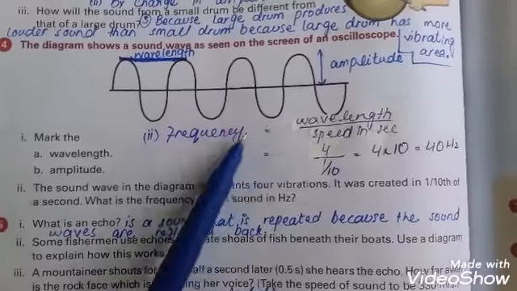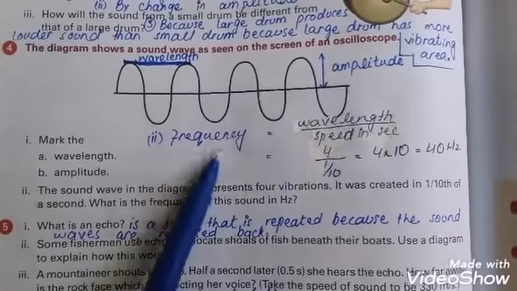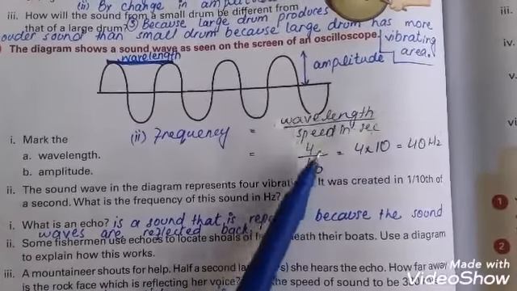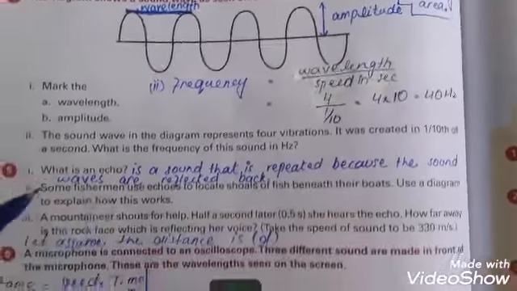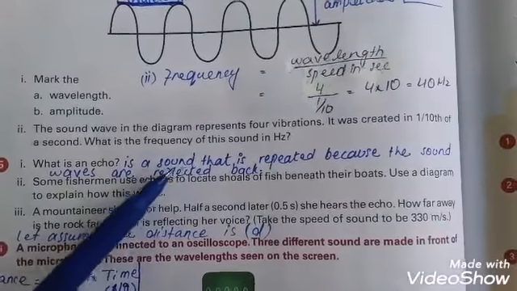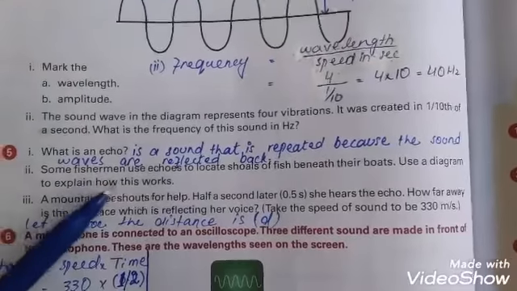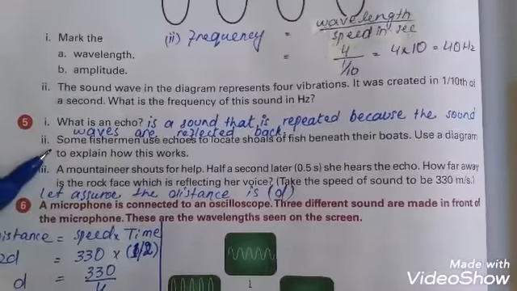What is the frequency? We can find the frequency by using a formula. Frequency is equal to the number of vibrations over time in seconds. 4 over 1 over 10, and 4 multiplied by 10 is equal to 40 Hertz. What is an echo? An echo is a sound that is repeated because the sound waves are reflected back.